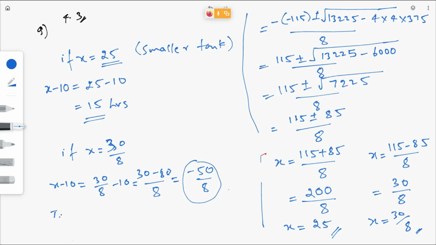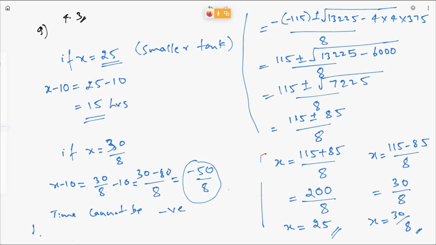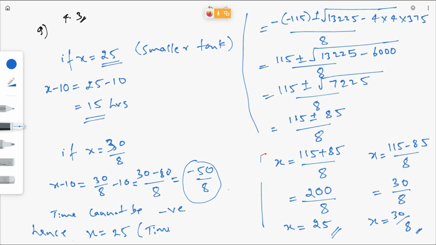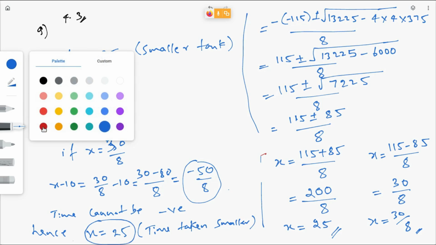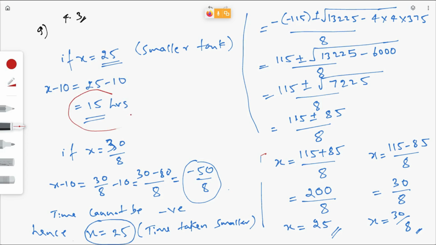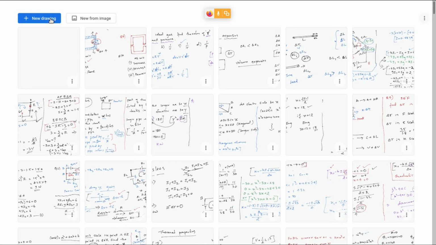Time cannot be negative. Hence x is equal to 25. That is, the time taken by the smaller tank to fill the tank separately is 25 hours. If this is 25 hours, then the time taken by the larger tank will be 15 hours. So this is the correct answer. All of you go through question number 8 again.